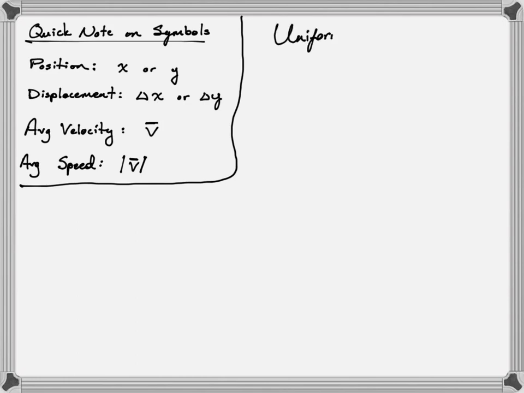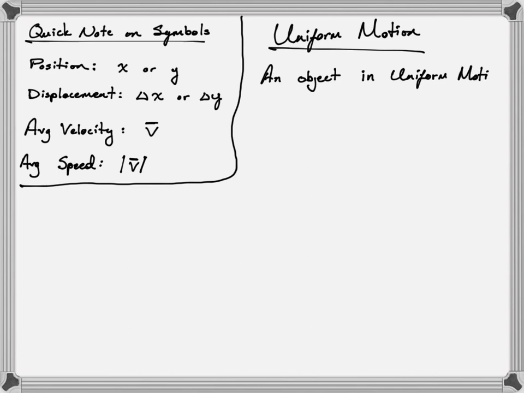So let's start with the first one, which is uniform motion. When we say the term uniform, we're referring to an object that moves with constant velocity.